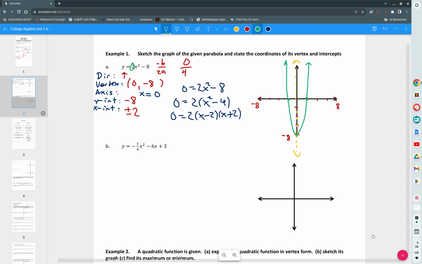Remember doing this in Algebra 2 and Algebra 1 with Miss Kruger. She loves parabolas. She talks all about it, okay?